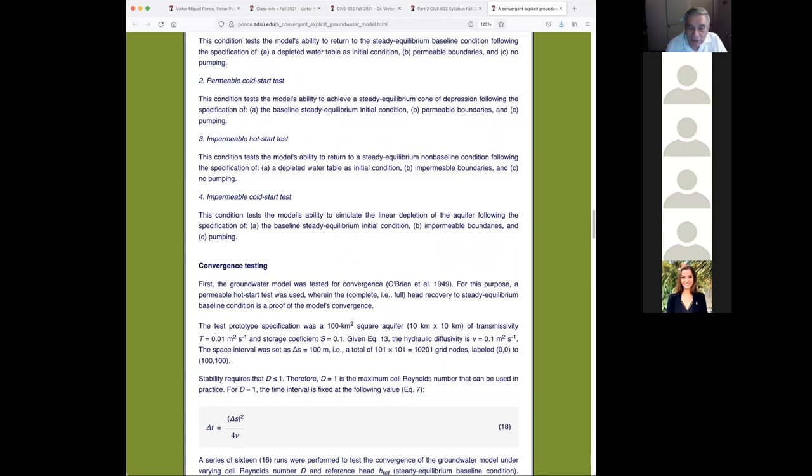This condition tests the model's ability to simulate the linear depletion, because you have an aquifer and it's impermeable and you pump it forever, you'll dry the aquifer until you can no longer extract any more water, right? Now, that's theory. In practice, it doesn't happen that way.